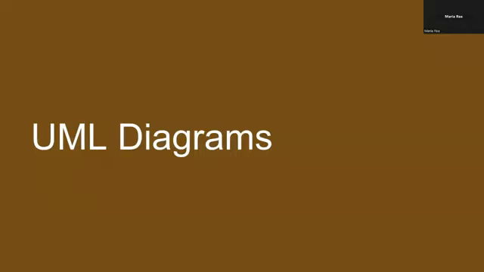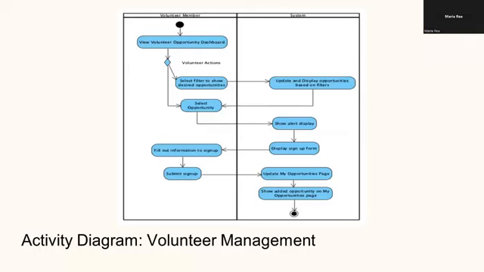Here we will show you the UML diagrams that we developed. This will be specifically for the volunteer management use case. First, we've got the activity diagram. There's the volunteer member and the steps that they can take.